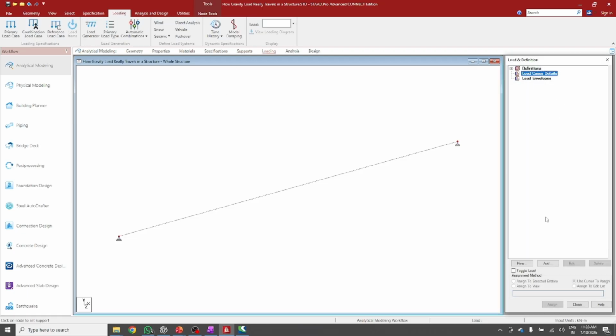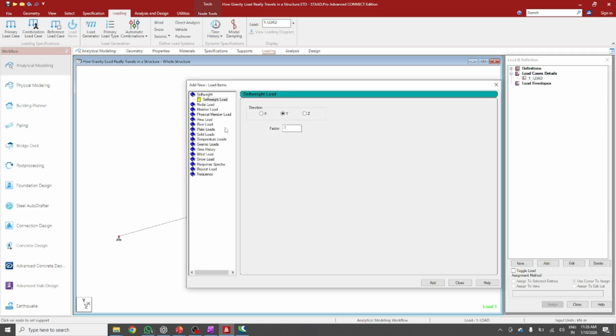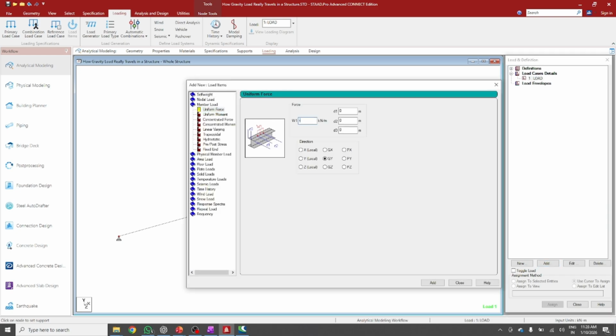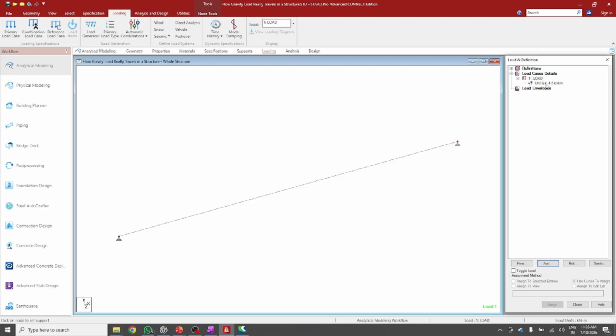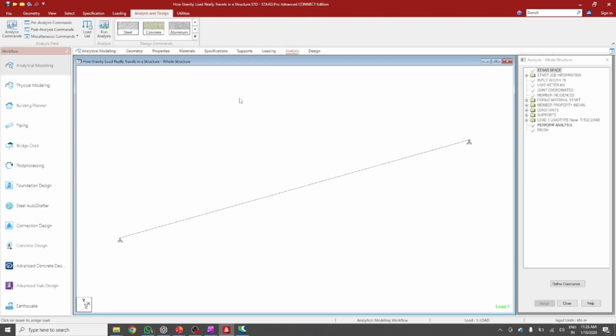Loading, we will apply a load of minus 4.5 kilonewton per meter in the gravity direction. As we are modeling a 2D structure, we need to give one change.